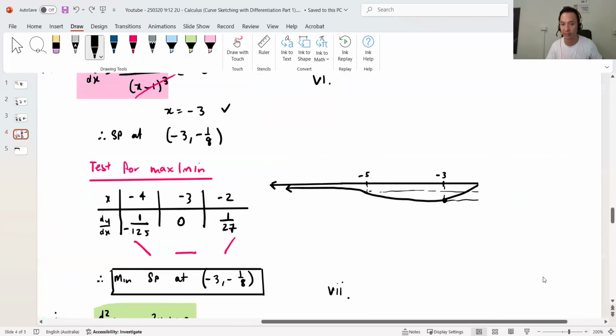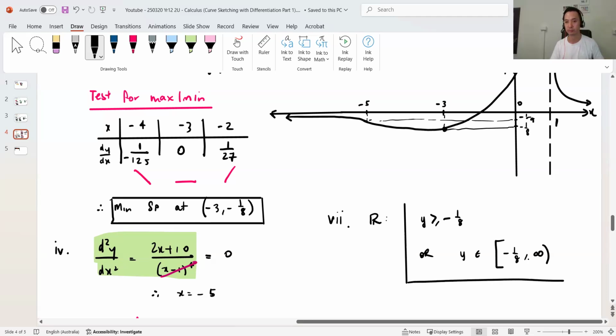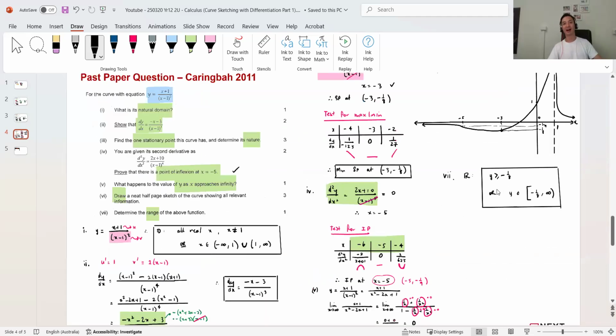Now, if you wrote it in inequality form, the range is going to be y is greater than or equal to -1 on 8, or y is an element of, soft negative infinity, no, so hard -1 on 8, and then soft infinity. Actually, I'll put this whole thing. Guys, that's my answer.